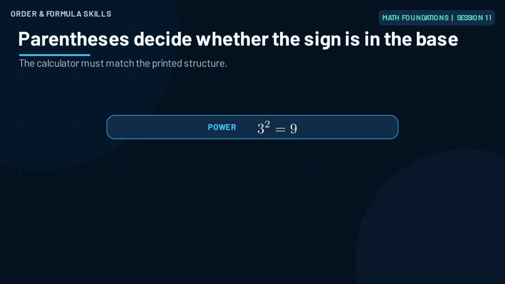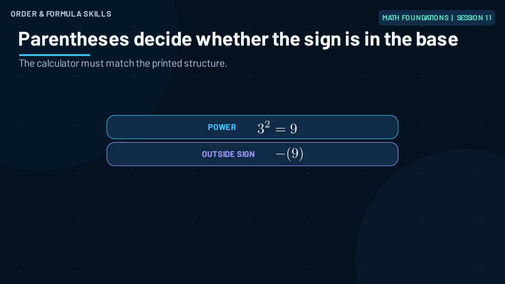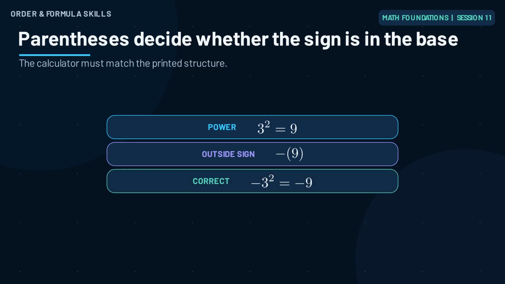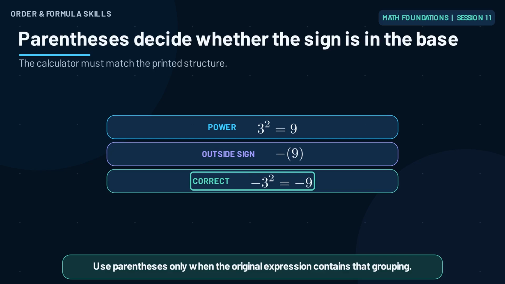Evaluate 3 squared as 9. Apply the outside negative sign after the power. Negative 3 squared, without parentheses, equals negative 9. Parentheses decide whether the sign belongs to the base. Make the calculator entry match the exact printed structure. Do not use parentheses merely to make entry easier.